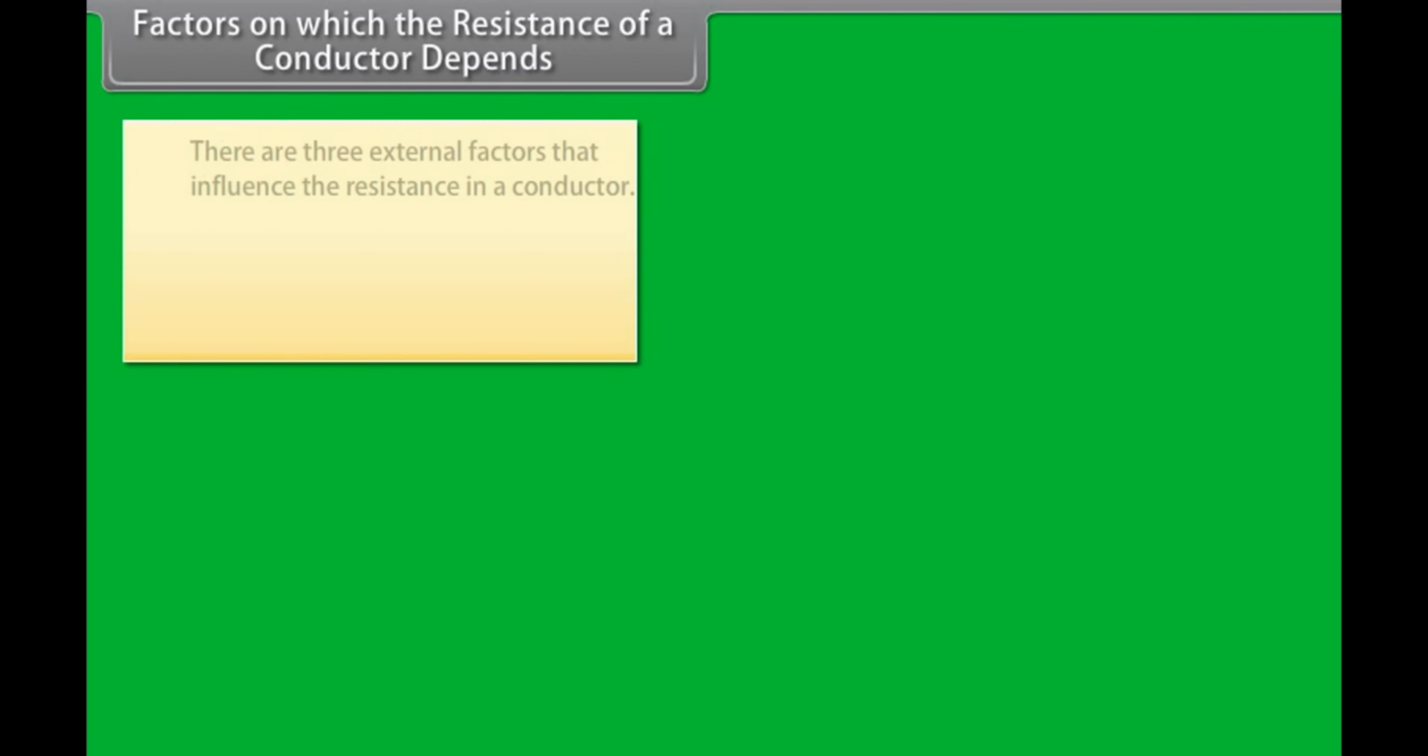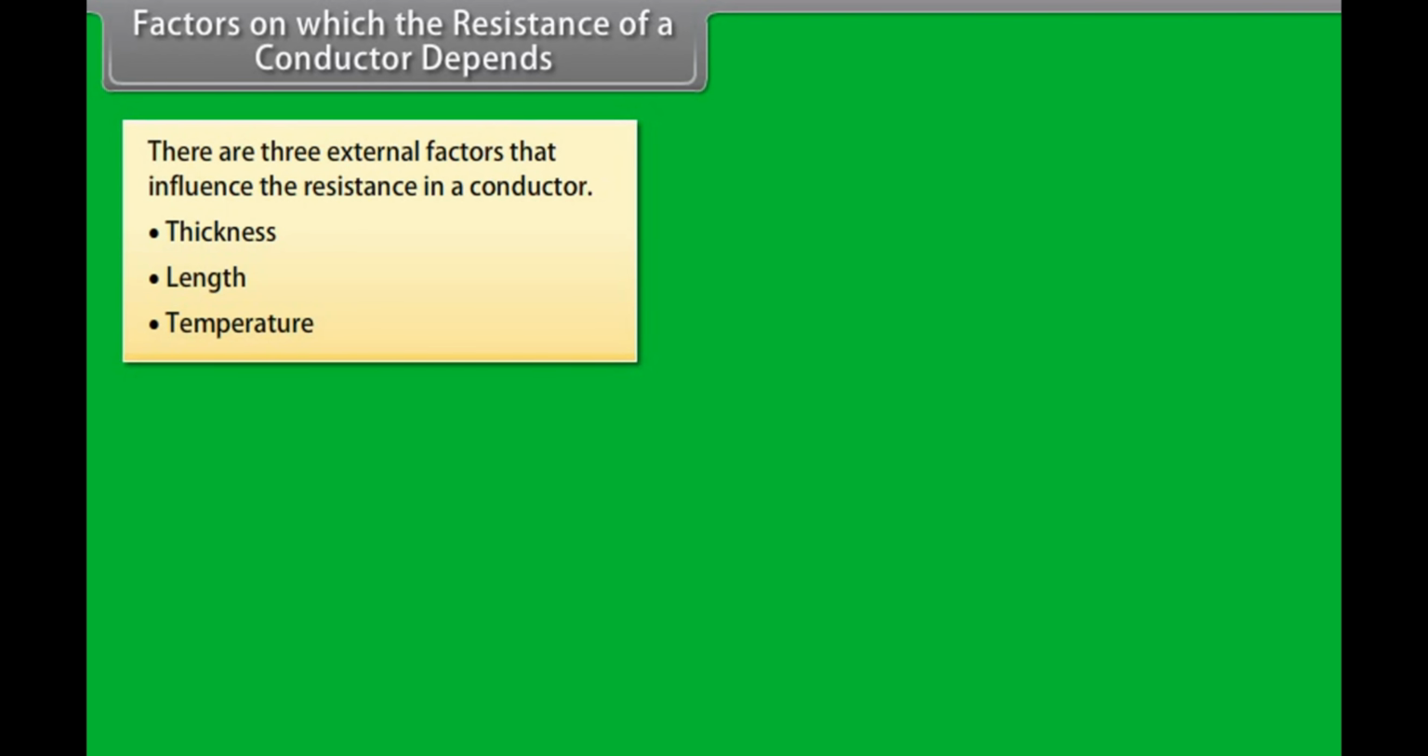Factors on which the resistance of a conductor depends. There are three external factors that influence the resistance in a conductor. They are thickness, length, and temperature. There is a fourth factor that influences the resistance, and that is the conductivity of the material. This, however, is considered an internal factor rather than an external one.